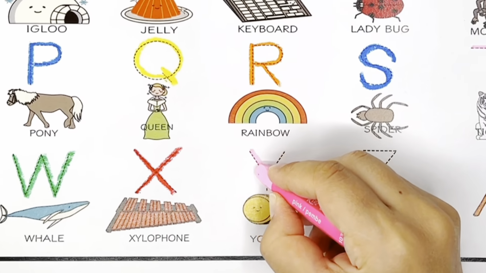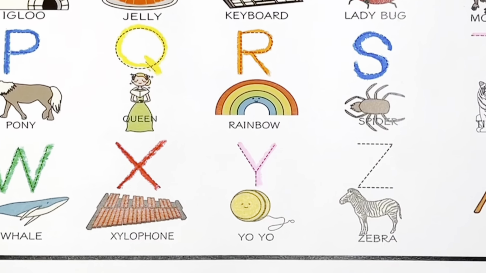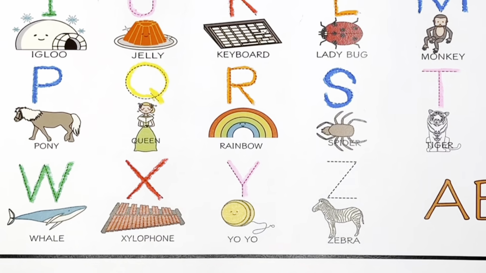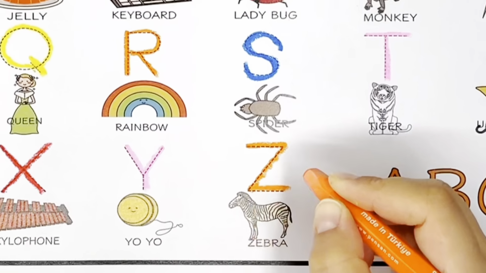A, B, C, D, E, F, G. H, I, J, K, L, M, N. Y is for yo-yo. Q, R, S, T, U, V, W, X, Z.